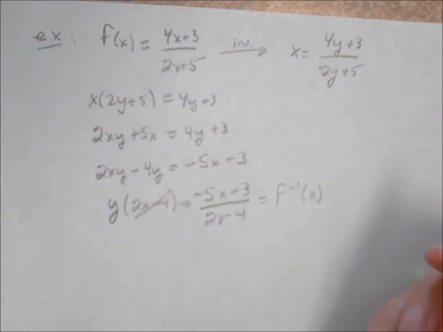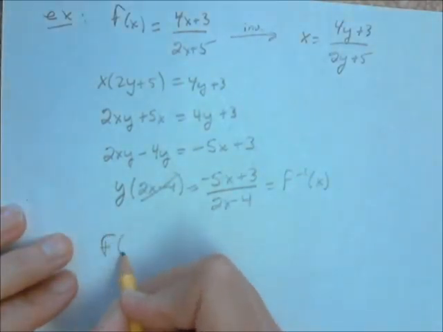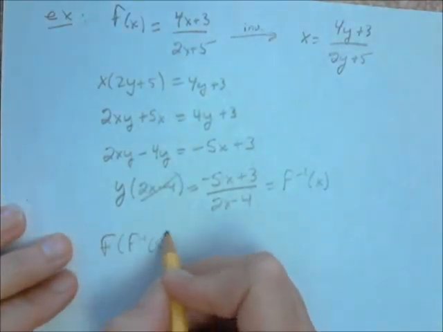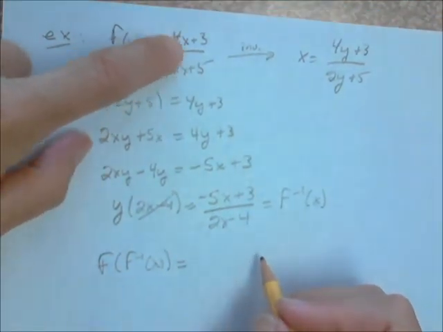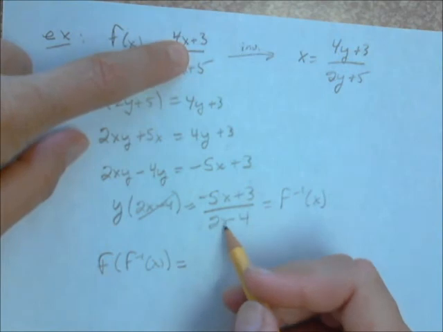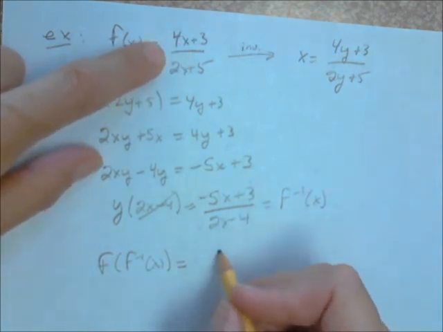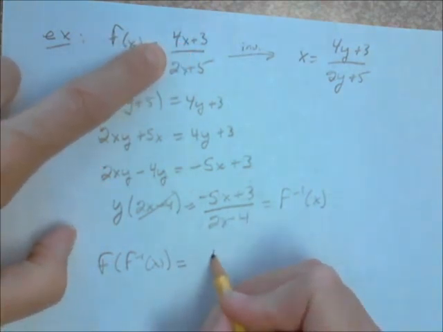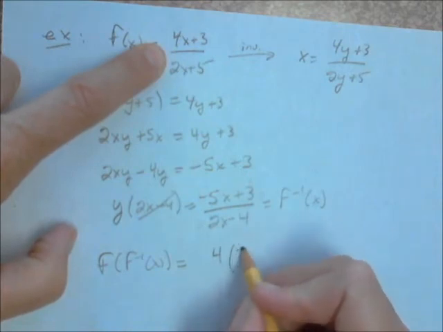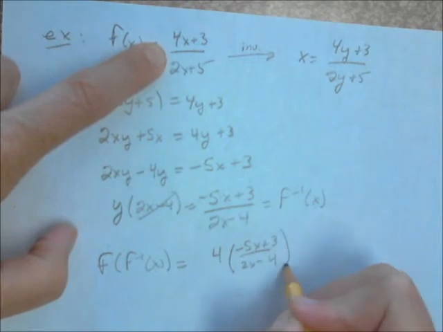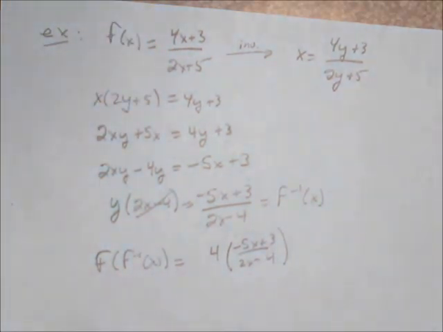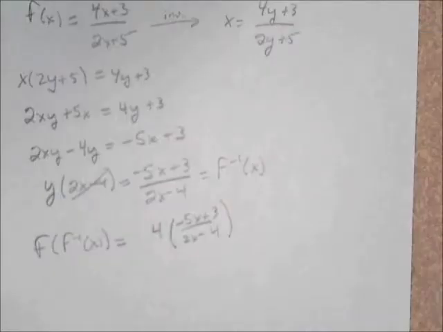And to prove that they're inverses, you're going to do f of f inverse. So you go up to the original f function and take the x's out and replace them with this inverse function. So f of f inverse, and I'll continue this in a minute.